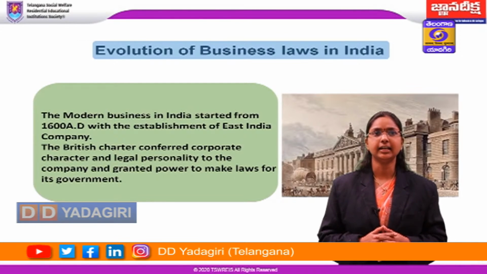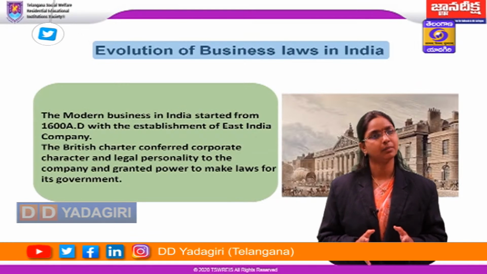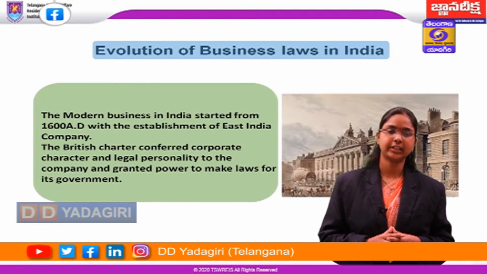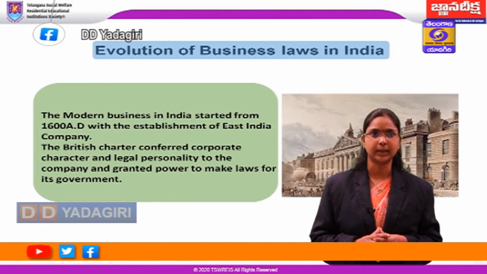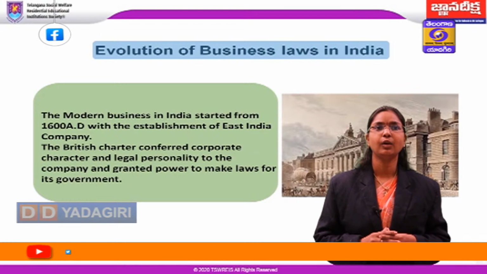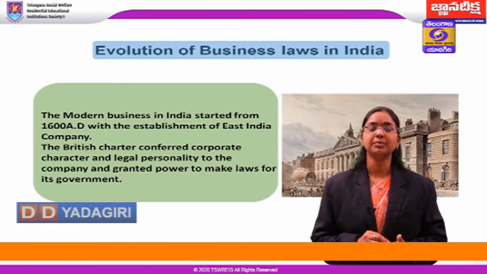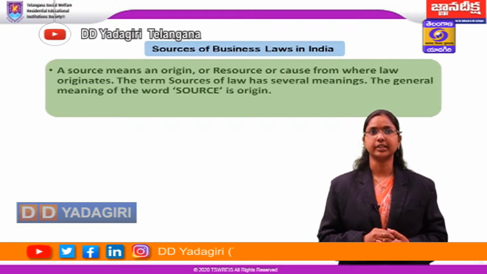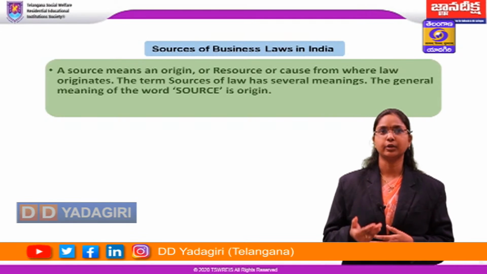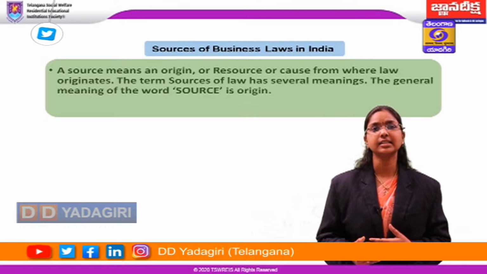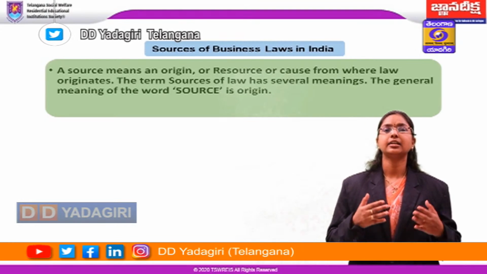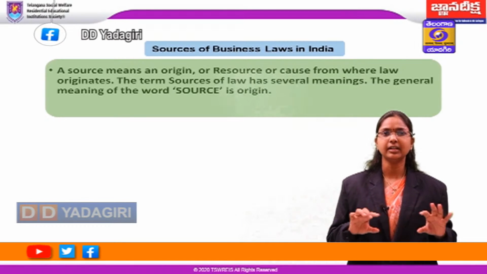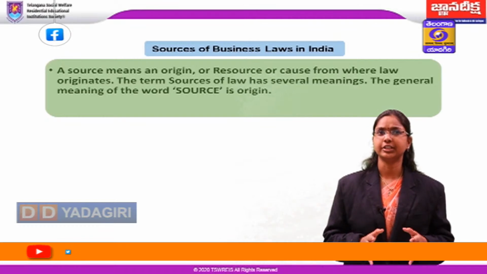The modern business in India started from 1600 AD with the establishment of the East India Company. The British Charter conferred corporate character and legal personality to the company and granted power to make laws for its government. This forms the major source of our business law. Now let us discuss some other sources. Here, source means an origin or resource or cause from where the law originates. The term source has several meanings, but the general meaning of the word source is origin.